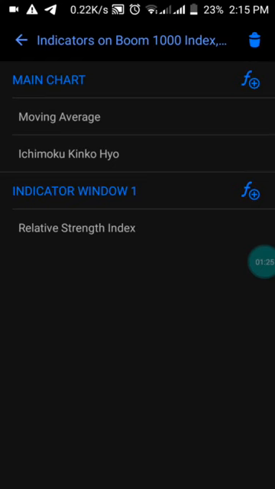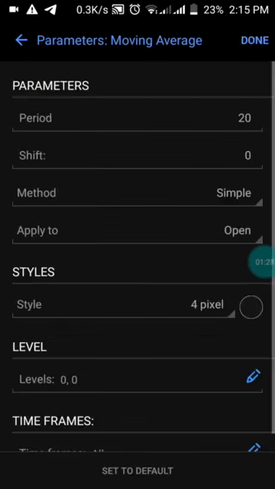On my main chart, I have my moving average with the period of 20. I have shift at 0, method set to simple, and apply to open. I have my style in black color because I'm using a white background. If you are using a black background, you can change this to white color. Then you press on done.